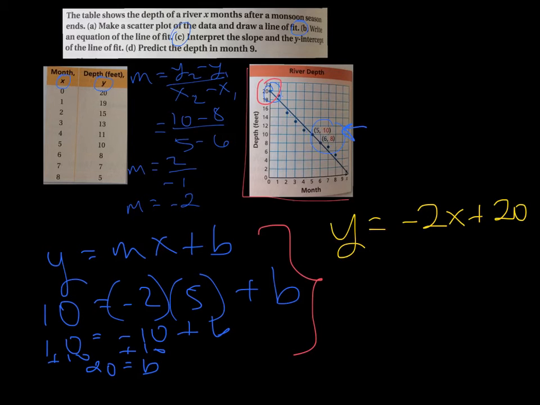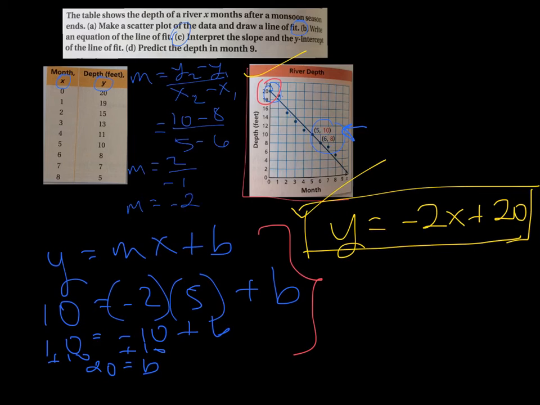So now we have the equation of our line, which takes care, we've made the scatter plot, right? So that was A in the question. We made the equation of the line, that was B in the question. Now we're on C, interpret the slope and y-intercept of the line of fit. So what does negative 2 represent? If x is the number of months after the monsoon season ends and y is the depth of the river in feet, what does the slope of negative 2 represent?